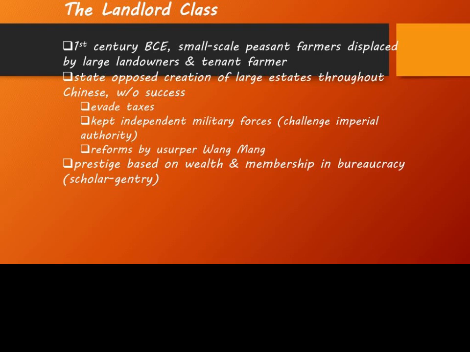Okay, let's talk about the landlord class. By the 1st century BCE, small-scale peasant farmers had been displaced by large landowners and tenant farmers. The state opposed the creation of these large estates throughout Chinese history, but without much success. The large landowners could often evade taxes, and they sometimes kept independent military forces that could challenge any type of imperial authority.